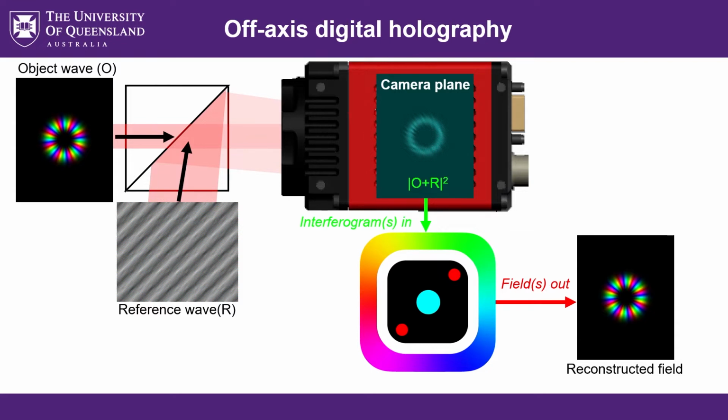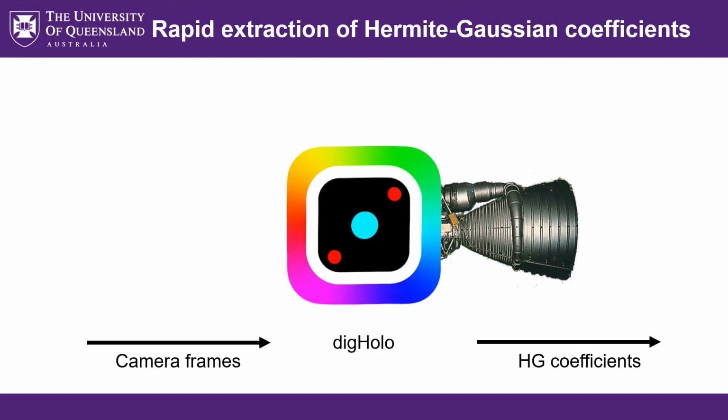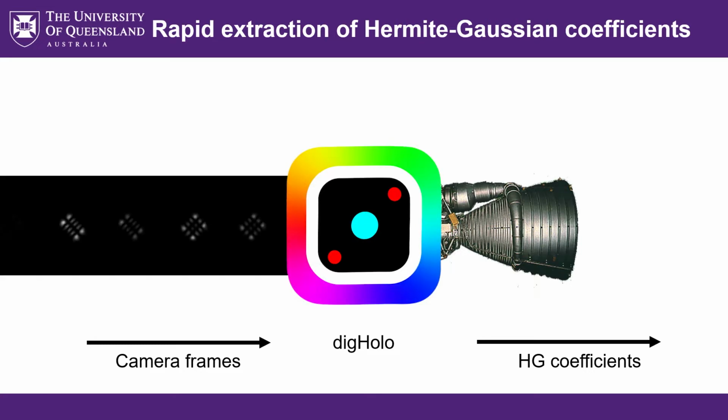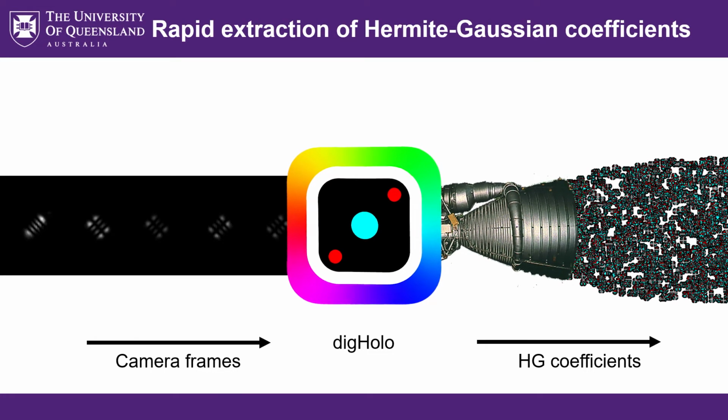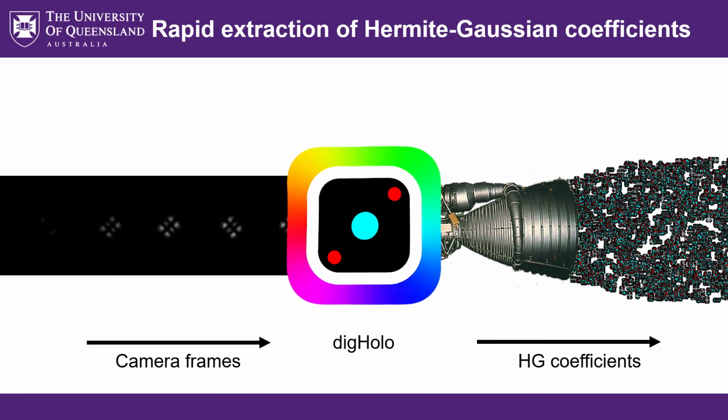You feed frames into the library one at a time, or preferably in batches, so it parallelizes better. And then it will spit out reconstructed fields. It'll give you reconstructed fields in terms of pixels, like we see here, but it can also do a Hermite-Gaussian modal decomposition of the field, and it's particularly quick at doing that. I'll get back to speed and run some benchmarks in a moment.